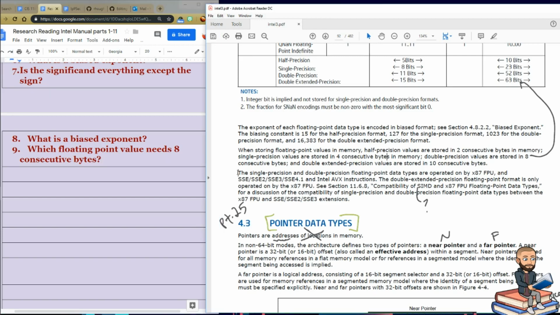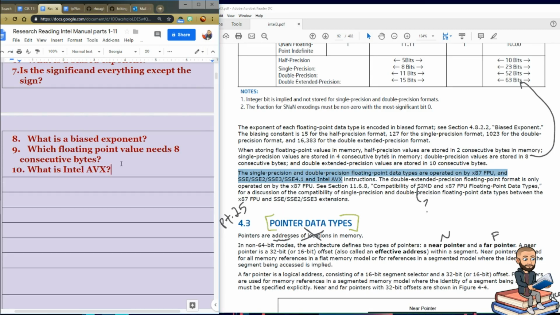So you can pause here if you need a reread, but it asks which floating point value needs 8 consecutive bytes. Well, the last paragraph says the single precision and double precision floating point data types are operated on by this x87 FPU. That's a floating point unit. And then all these crazy words and Intel AVX instructions. So those crazy words are just instructions, I think. Sometimes the way English works is weird. I don't know if instructions is a part of just Intel AVX or not. So for more details, I just wrote what is Intel AVX.